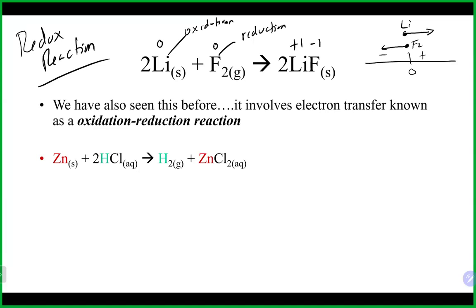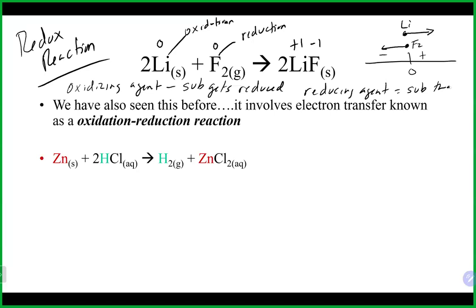The oxidizing agent, in case you ever come across it, is actually the substance that gets reduced, while the reducing agent is the substance that gets oxidized.